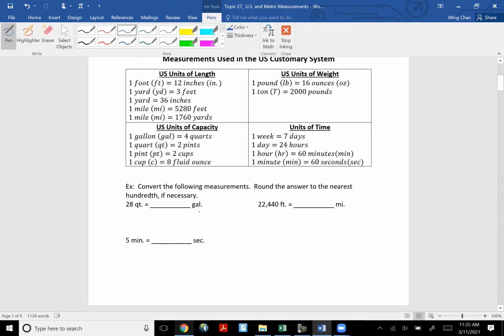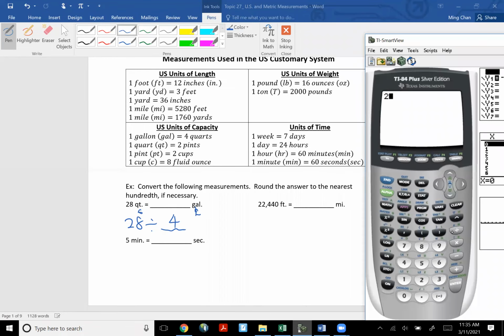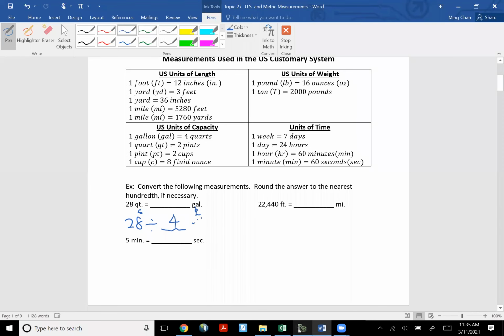Which is the larger unit? Gallon is larger, quart is smaller. So to convert from small to large, we will divide. We take the 28 quarts divided by the conversion number between quart and gallon, which is 4. So 28 divided by 4 is 7. My answer is 7 gallons. Very simple.